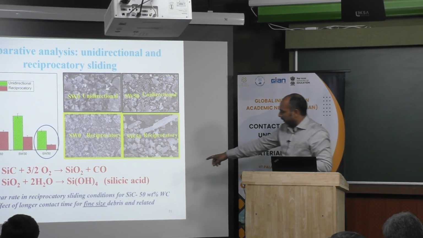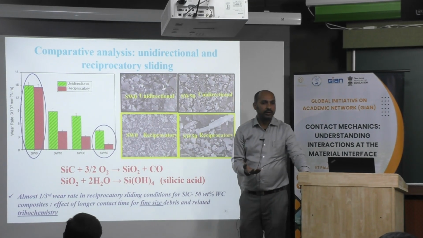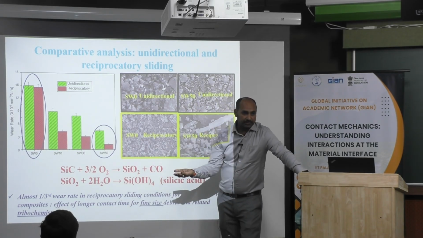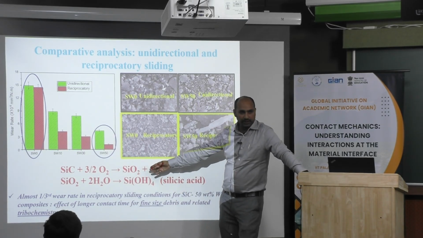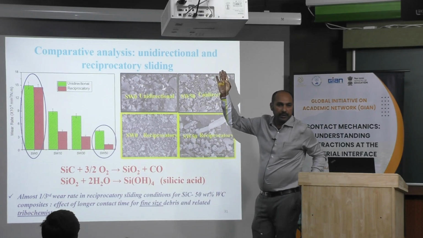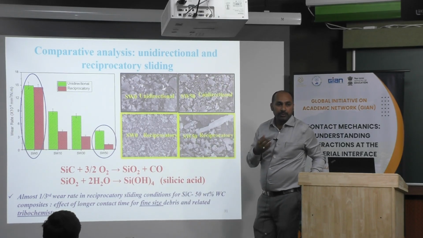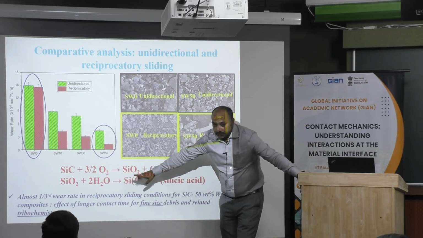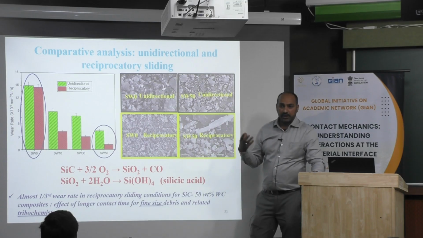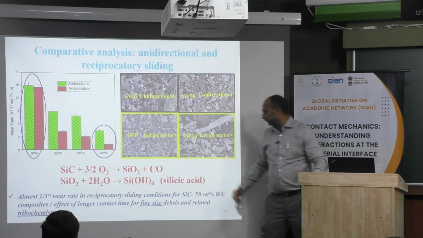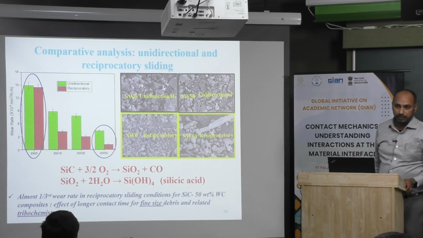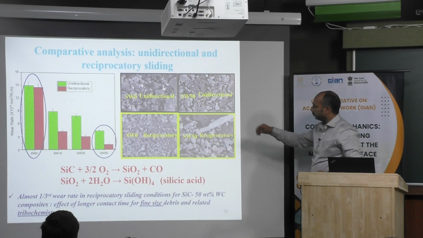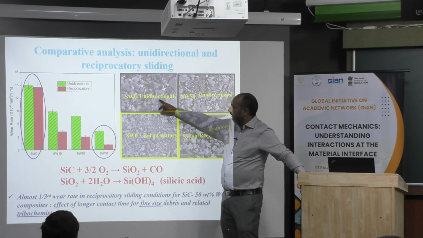Now we will see the effect of humidity. In the dry condition, SiC is getting converted to silicon oxide, which is what we got in Raman analysis. But in a high humid condition, this SiO2 reacts with moisture and forms silicic acid, that is Si(OH)4. This gets adhered on the surface and makes a layer. This is for unidirectional.